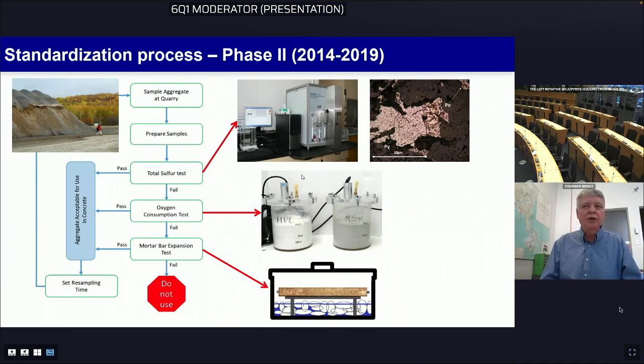It's the picture in the middle of the slide there, where we see that the ground aggregate material is at the bottom of the container with a probe at the surface, which measures the consumption of oxygen in the container. And depending on the results there, if the aggregate fails or not the limit, then we pass to the mortar bar test, which is at the bottom there. Next slide, please.